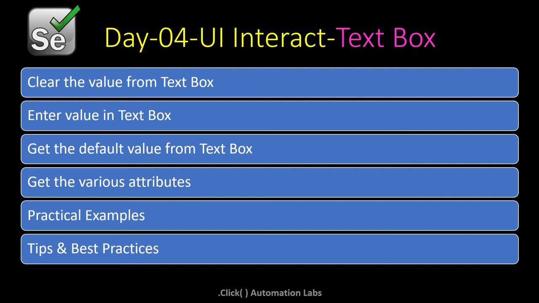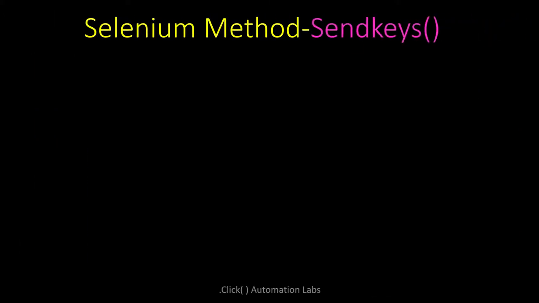So technically we say clearing the value from the text box is one, entering a value in the text box is the second, and getting the default value and various attributes from the text boxes. Apart from this, we will discuss a few examples, tips, and best practices. Let's get started. The first method is sendKeys.